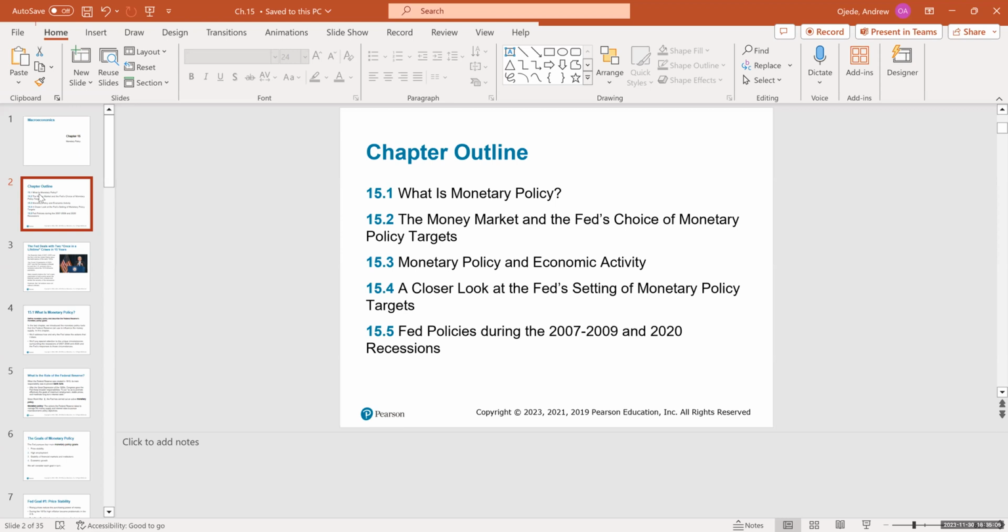And then we shall take a deeper, closer look at the Fed's setting of monetary policy targets. And then I'm going to discuss the Federal Reserve's policies during crisis times, especially during the 2007-2009 financial crisis that resulted in the Great American Recession, when the housing market fell back then. And then I also talk about the recent COVID-19 pandemic-related recession, because when COVID hit, we shut down the economy. So post-COVID, the Federal Reserve, along with Congress that controls fiscal policy, had to act to get the economy running again. So we shall talk about a little bit of that.